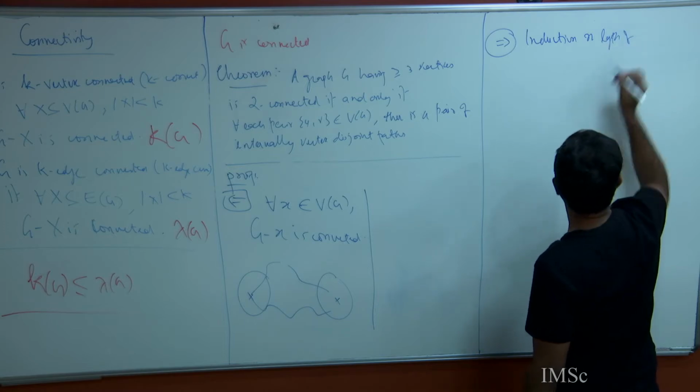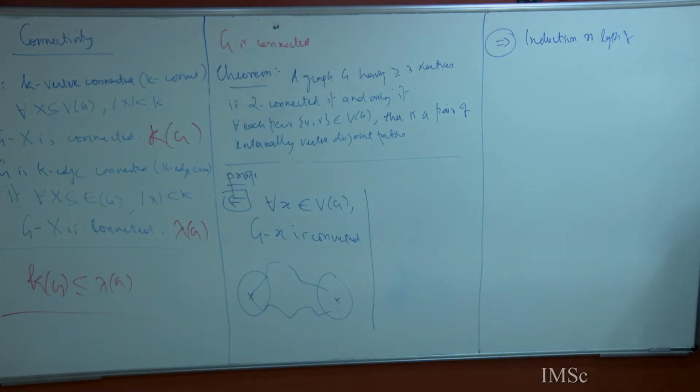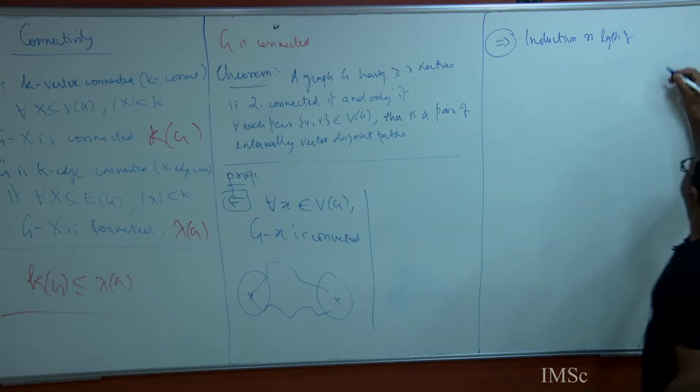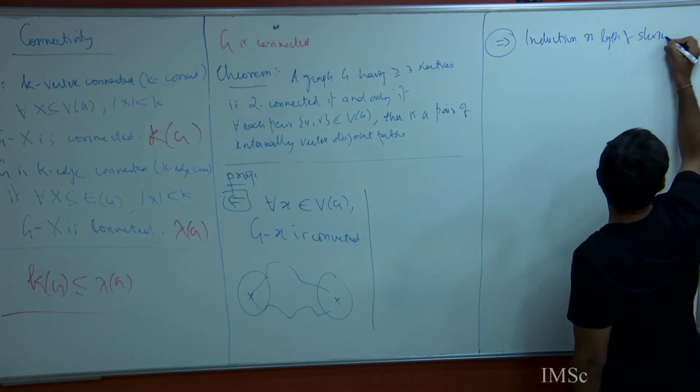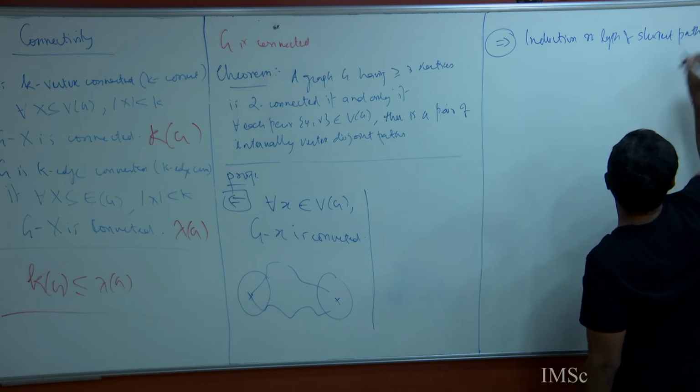So I'm saying pick a pair of vertices. First I will take care of all the pairs for which the shortest path is 1, then I will take care of all the pairs of vertices whose shortest path between them is 2, and so on and so forth. Okay? So, induction on the length of the shortest path.